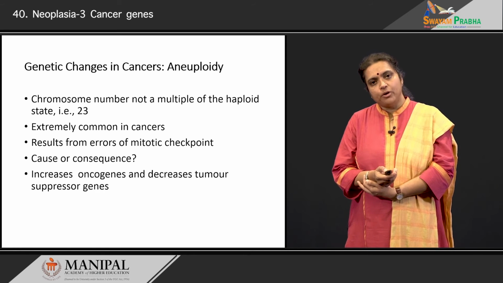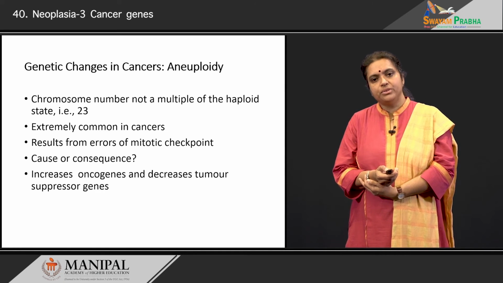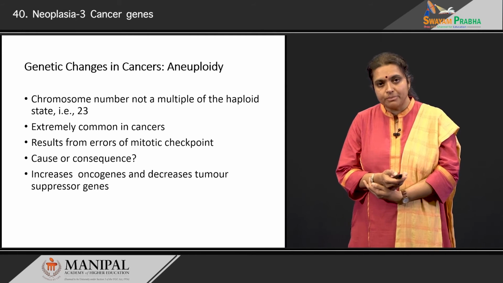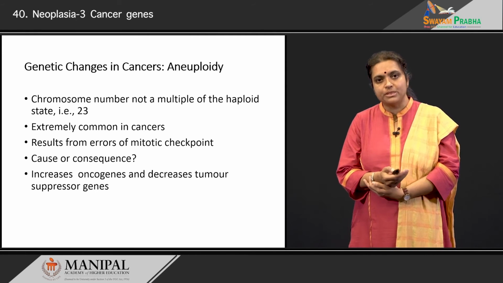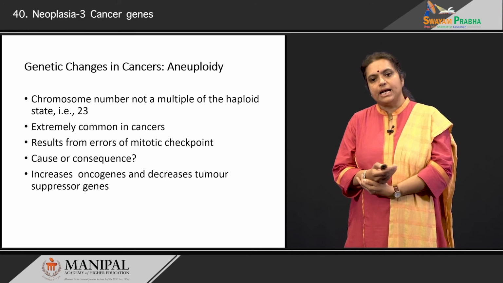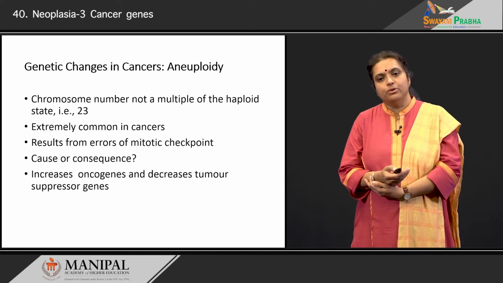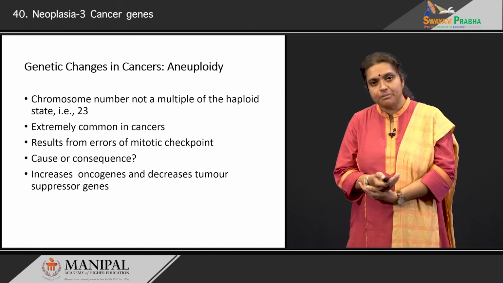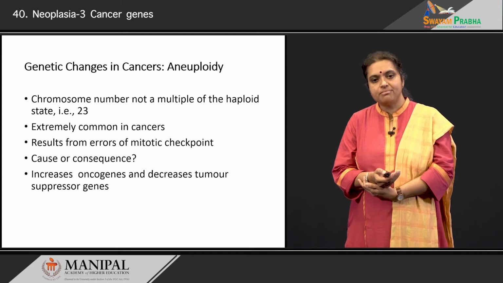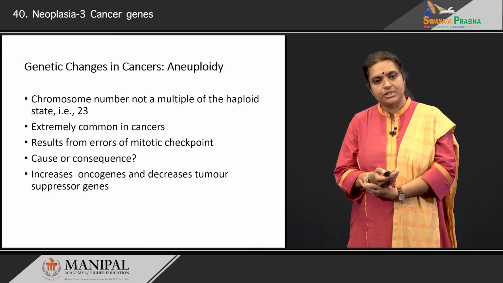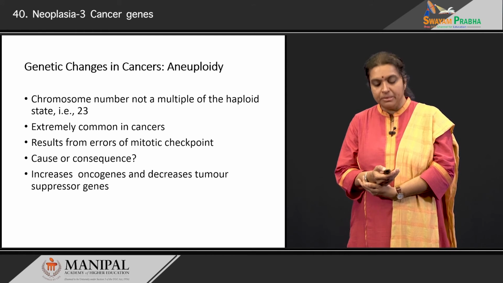Now, what does aneuploidy cause? Aneuploidy usually increases those chromosomes where the oncogenes are present, so you have more copy numbers of those oncogenes, and decreases those regions where there are tumor suppressor genes. So, there are fewer copy numbers of the tumor suppressor genes. So, either way it is beneficial for the cell to become malignant.